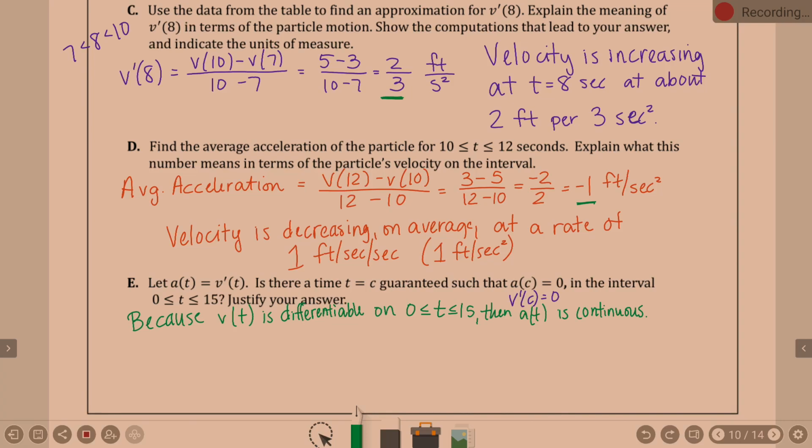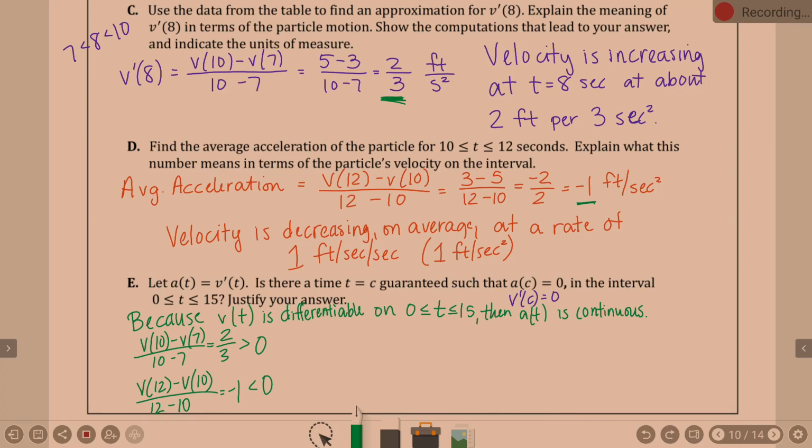If we go back to the two pieces we did on the last two problems, V of 10 minus V of 7 over 10 minus 7, that worked out to be 2/3, and we know 2/3 is greater than 0. And then the other one, V of 12 minus V of 10 over 12 minus 10, that worked out to be -1, which is less than 0. Okay, so those are the pieces you're using, that's your supporting information.